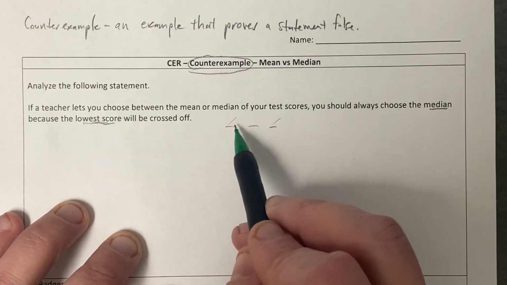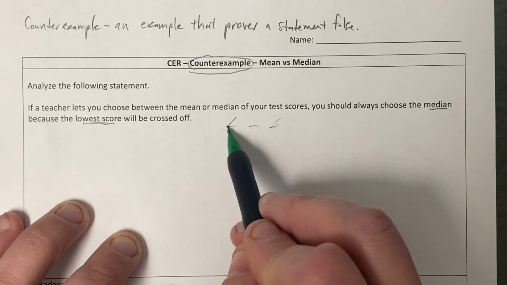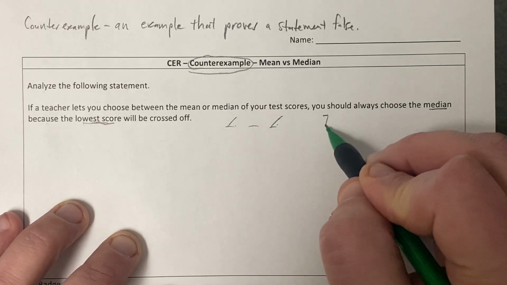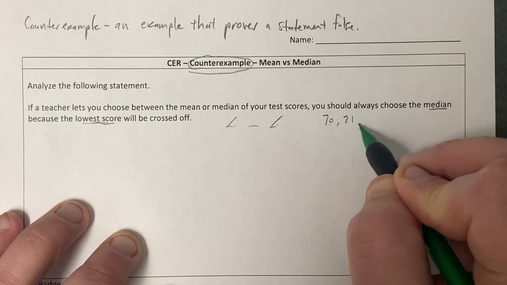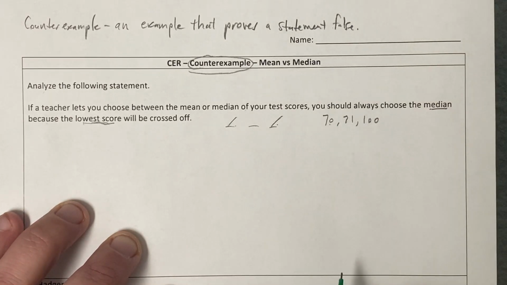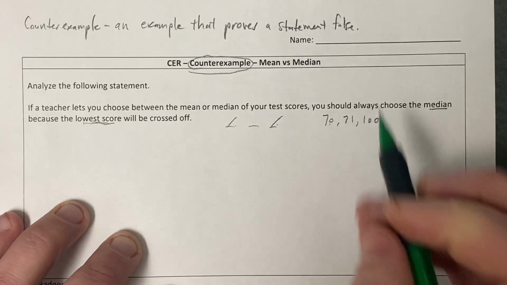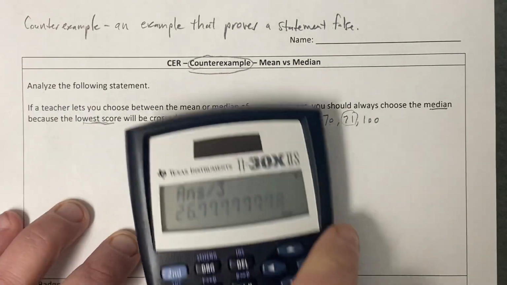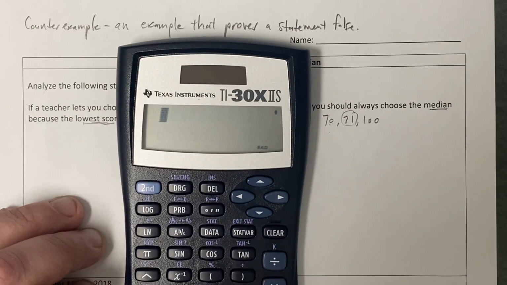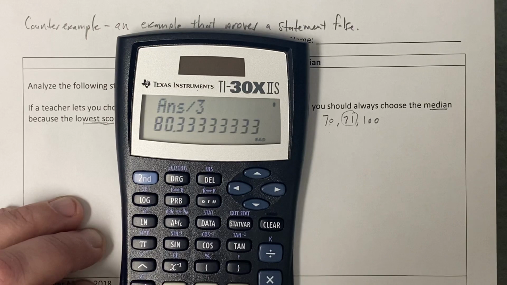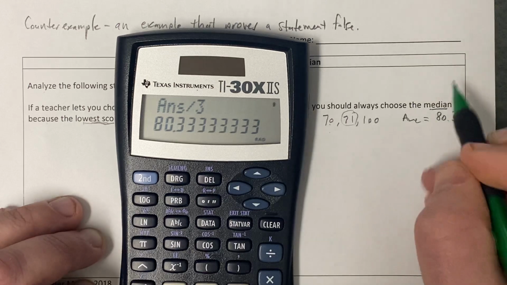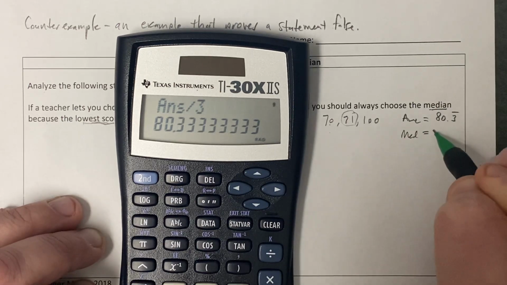So one thing I notice is not only do I cross off the lowest score, but I'm also crossing off the highest score. So let's say we had an example like 70, 71, which are close together, and 100 for my test scores. So these are my 3 test scores. Okay, so the median is obviously going to be 71. Let's use a calculator and figure out the average. I'll just add them up: 70 plus 71 plus 100, divided by 3, and the average in this case is 80.3 repeating, and we said the median is equal to 71.